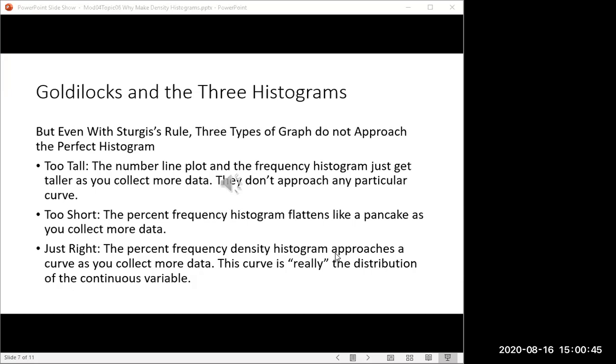I'll show you with pictures in the following slides why the frequency histogram, the percent frequency histogram, and the number line plot all fail to do the right thing. The one that does work out right is the percent frequency density histogram. And I have a couple of slides to show you how that happens.